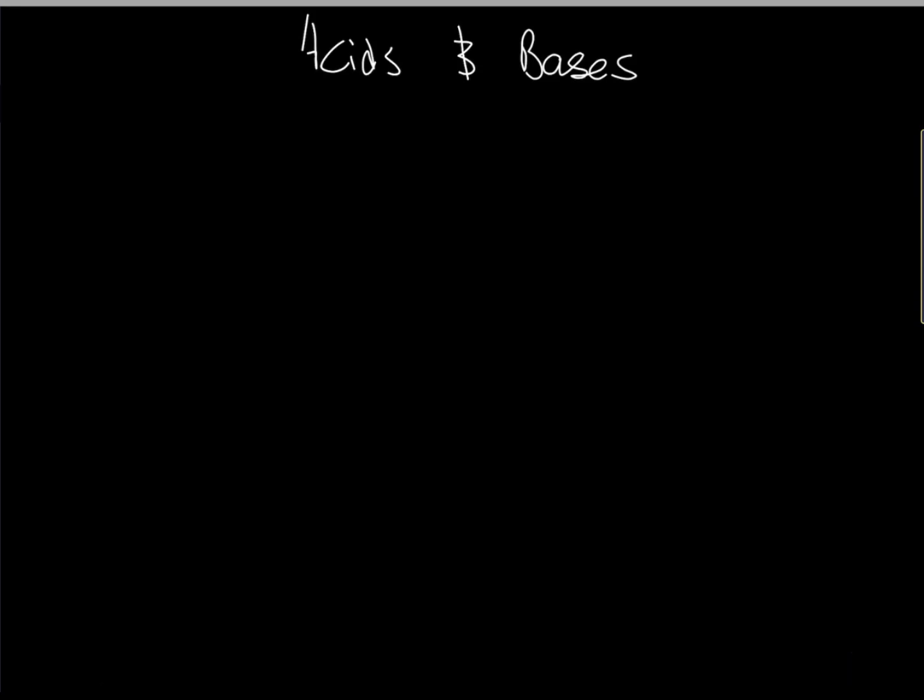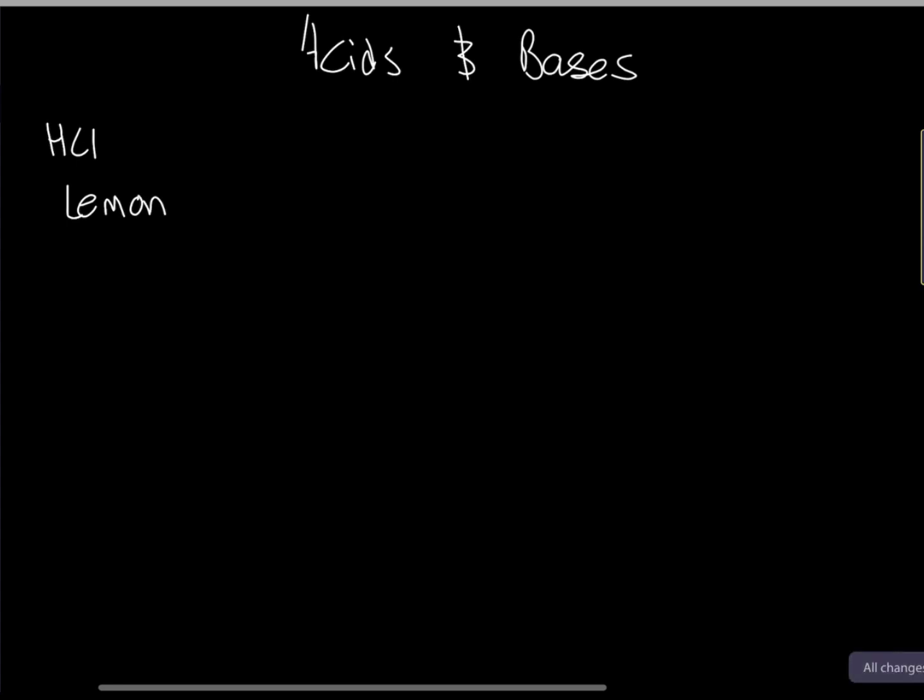Let's talk about acids and bases. When you think about acids, you might be thinking of your stomach acid, HCl. You might be thinking of a lemon. And for bases, you might be thinking about baking soda. You might be thinking about sodium hydroxide. Acids are usually pretty sour, and bases are pretty bitter.